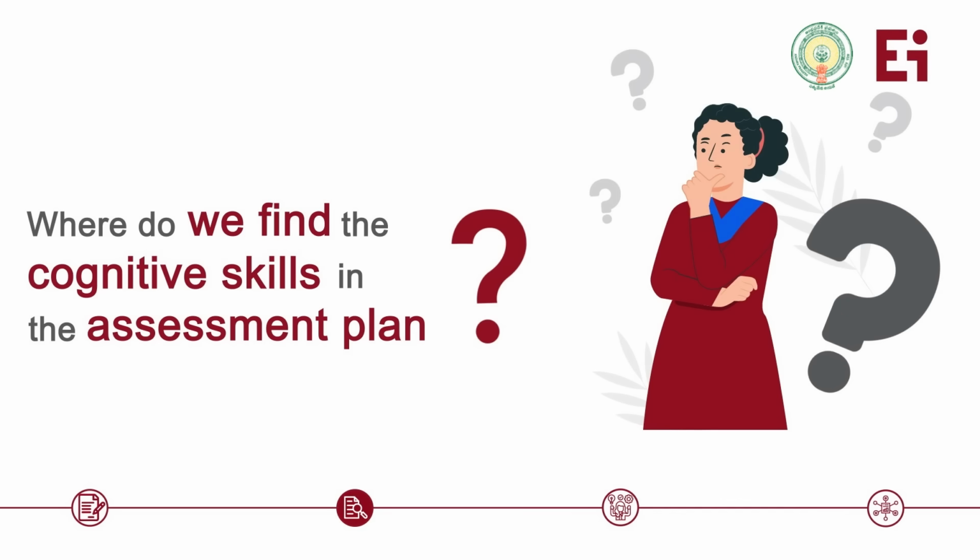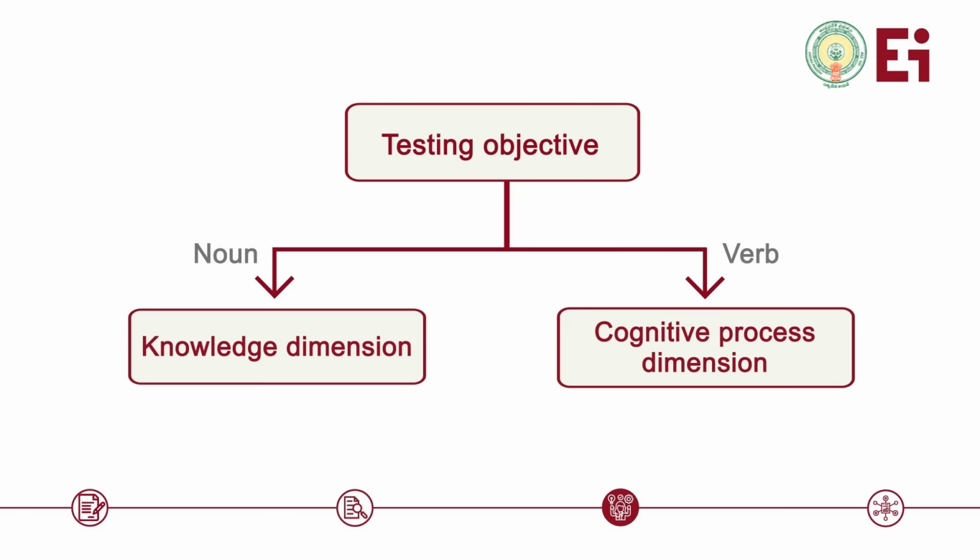We all are familiar with testing objectives. Any testing objective has two components: the noun phrase, which represents the knowledge dimension, and the verb phrase, which represents the cognitive dimension. Let us consider an example for more clarity.